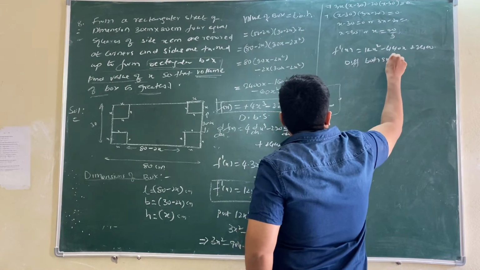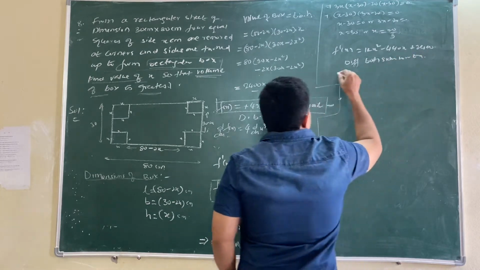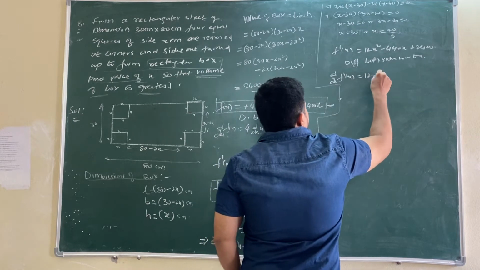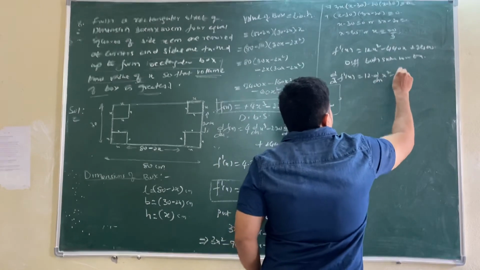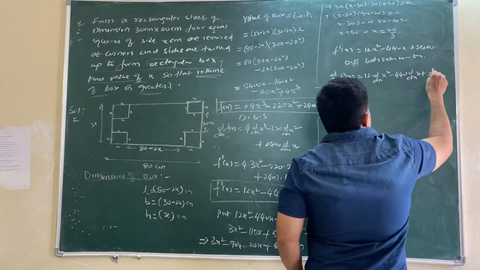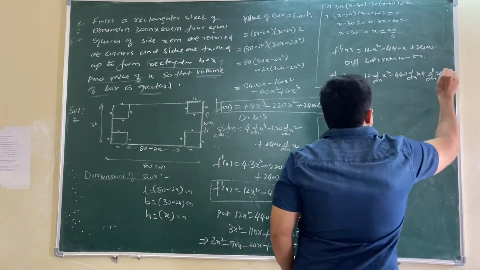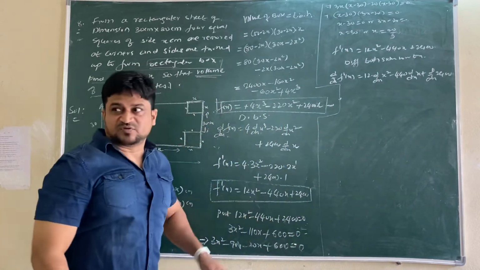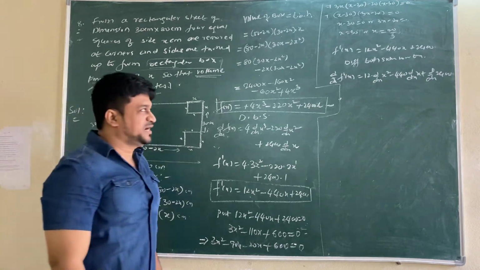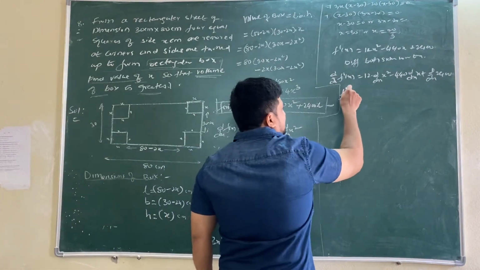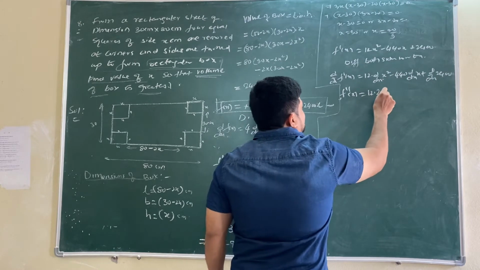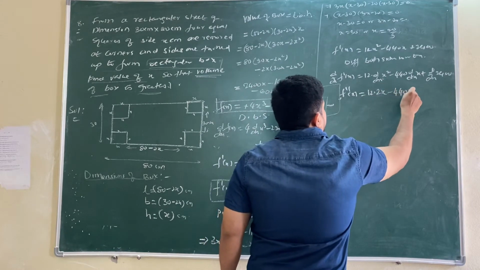Differentiating both sides with respect to x. d by dx of the left side, 12 into d by dx of x square minus 440 d by dx of x plus d by dx of 2400. We have to take this f dash of x box and differentiate both sides. d by dx we have applied. F dash of x becomes f double dash of x: 12 into x square derivative is 2x, minus 440 into 1.